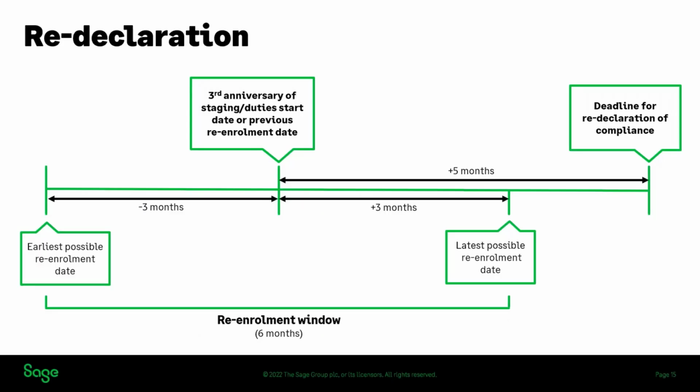But just as a recap on the timeline, remember your deadline for the redeclaration is 5 months after your third anniversary of the staging or duty start date or previous re-enrolment date. It's something that people do sometimes get a little bit mixed up: those 5 months start from that third anniversary. So whether or not you choose a different date doesn't matter. It's 5 months from that particular date. That's always something to keep in mind when running this. So that is your deadline for your redeclaration.